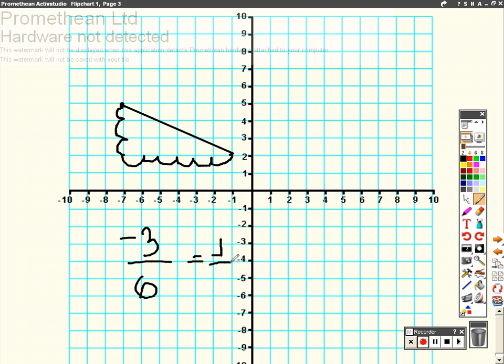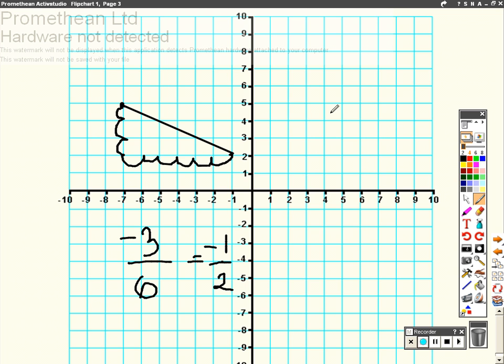And in the previous screen we had 4 over 2, so if I reduce that, that would be just 2. Let me erase this so you can clearly see. Okay, so this would be negative 1/2 when I reduce it.